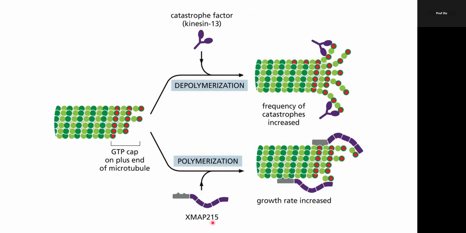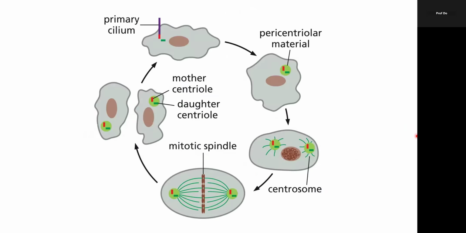Your XMAP215 right here, just another name for a protein. No idea why they call it 215, but you can see it's kind of like holding it in place. If anything, it's kind of like a guide to allow the subunits to latch on in a straight position as it moves down the growing chain. Okay. And here is an area where we might see it happening.